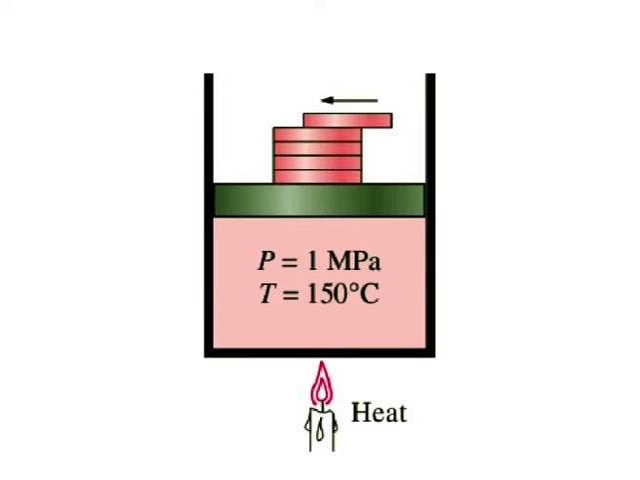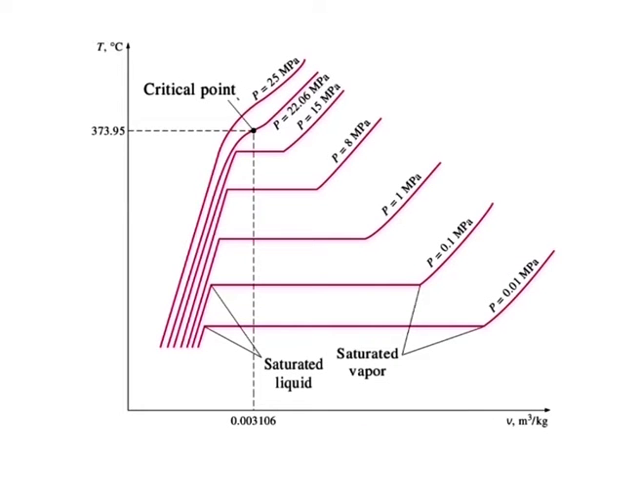Let us add weights on top of the piston until the pressure inside the cylinder reaches 1 megapascal. At this pressure, water has a somewhat smaller specific volume than it does at 1 atmosphere pressure. As heat is transferred to the water at this new pressure, the process follows a path that looks very much like the process path at 1 atmosphere pressure, as shown here, but there are some noticeable differences.